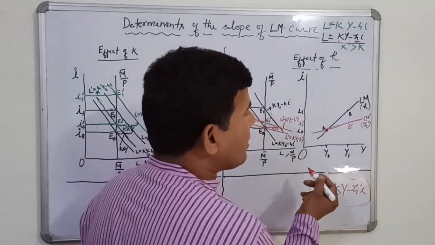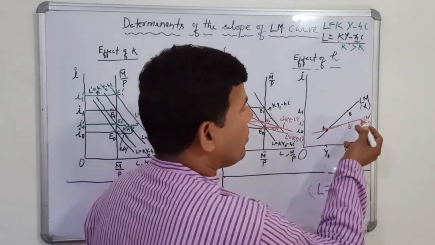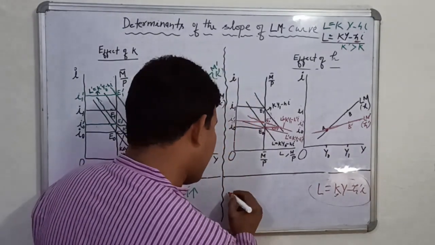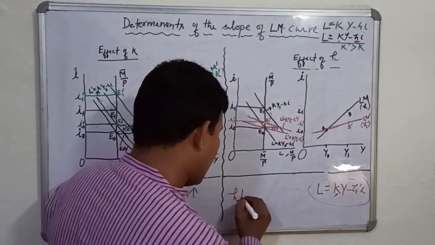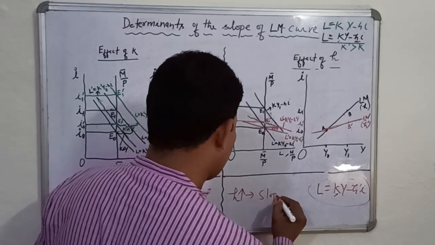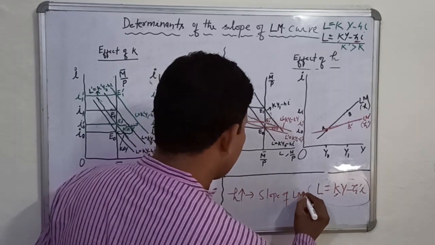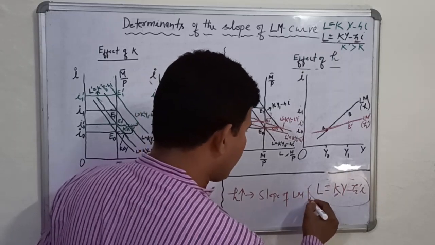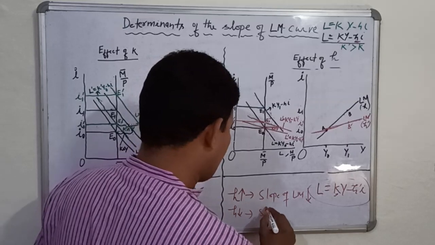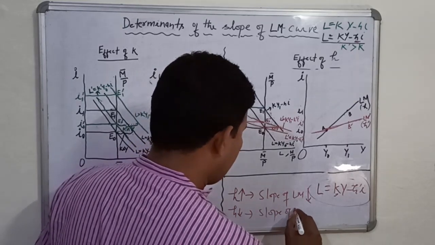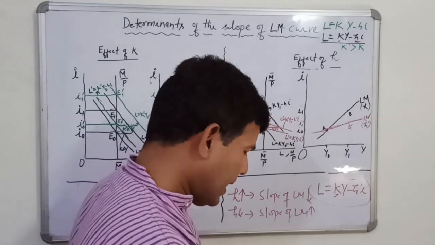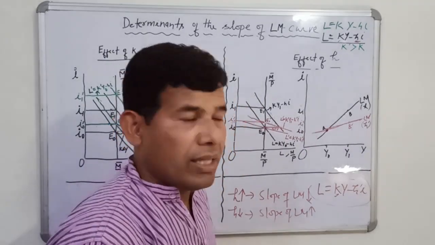So what do we find? That the LM curve is flatter. That means what? If H rises, what happens to the slope of the LM curve? Falls. Similarly, if H falls, the slope of LM rises. Okay, the slope of LM rises.